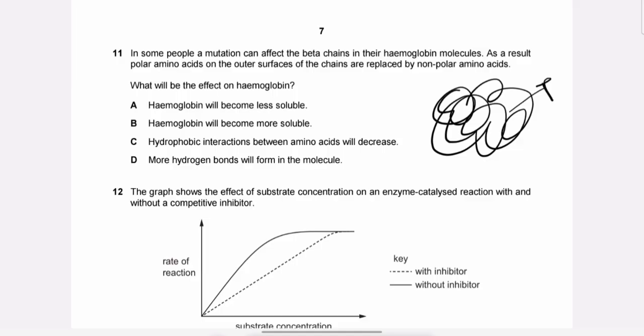I'm getting the less soluble phrase from our part A. And I know that's going to be our answer because it's saying hemoglobin will be less soluble. B is definitely wrong, and this is wrong as well, because hydrophobic interactions have nothing to do with the polarity. And D is saying more hydrogen bonds will form in the molecule. Remember, we are saying the polar amino acids are now replaced with non-polar, so we can't talk about the formation of hydrogen bonds.